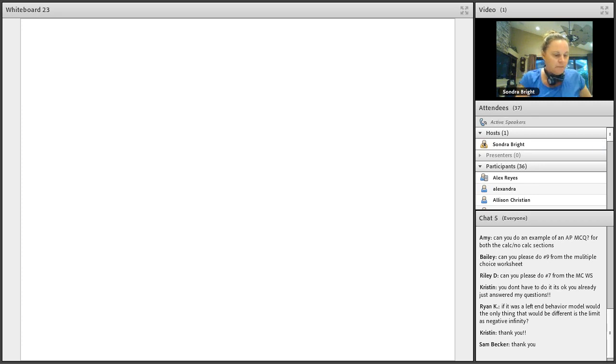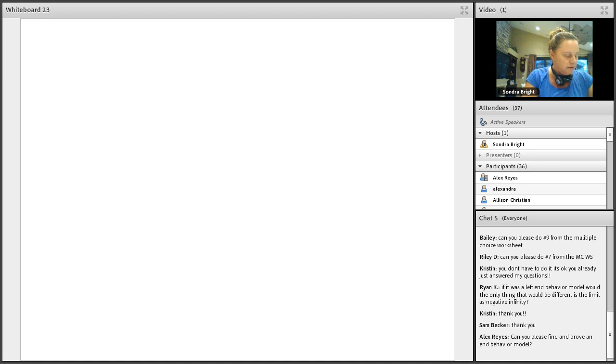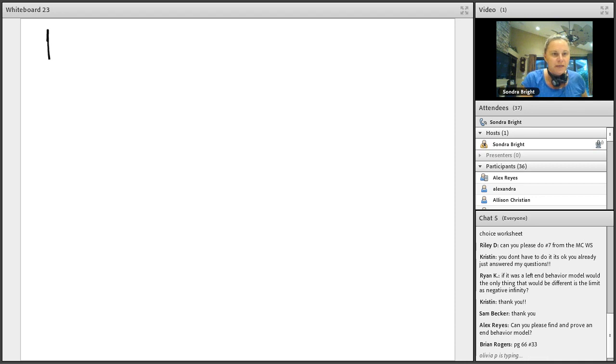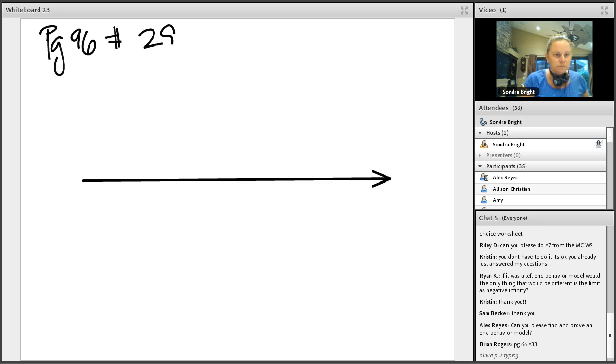Okay, so we are on page 96, number 29. Piecewise function. All right, page 96, number 29. Okay, let's see if I can draw this. Nope, that's not what I want. What did I want? I want this. What am I going for? -1, -1 to 0, 0, 0. Okay, perfect.